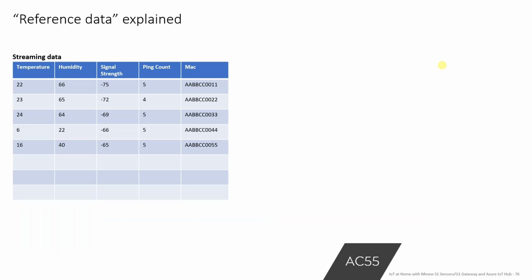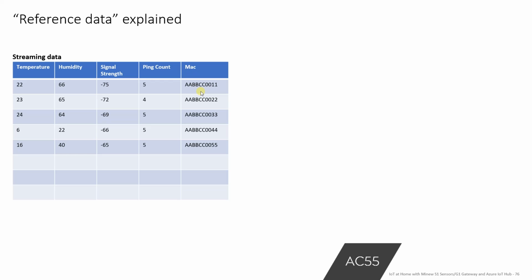Let me first elaborate on why it's helpful. As your streaming data comes in, and you put it into a tabular format, it'll look something like this, right? You have your temperature, your humidity, your signal strength, your ping count, and your MAC address. As this becomes one long stream, it's very difficult to figure out which sensor is where. And you might want to add some static limits to it.